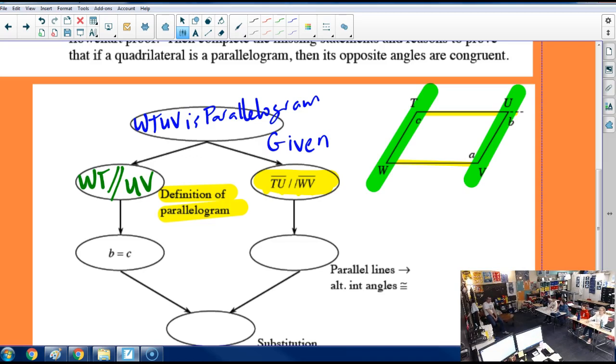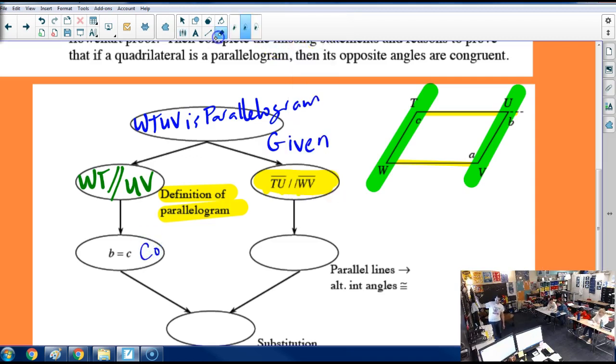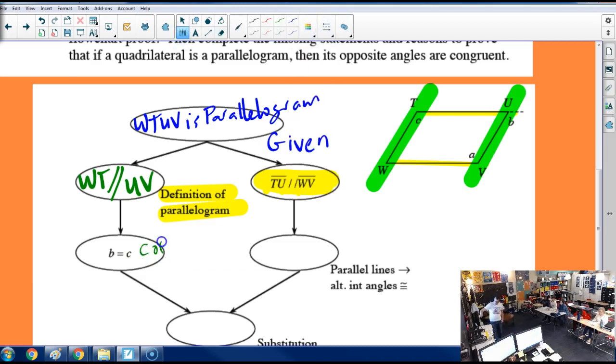So wait, what reason are we going to put on angle B being congruent to angle C? They're corresponding angles. Ooh, corresponding angles. Because we got the parallel lines, and this is outside the circle, quote unquote, corresponding angles congruent.